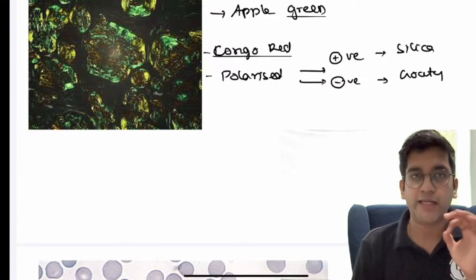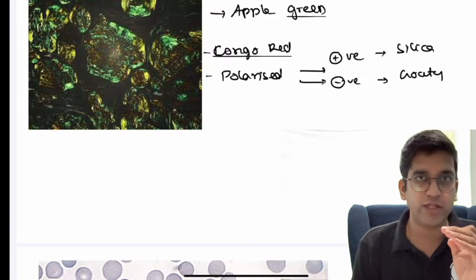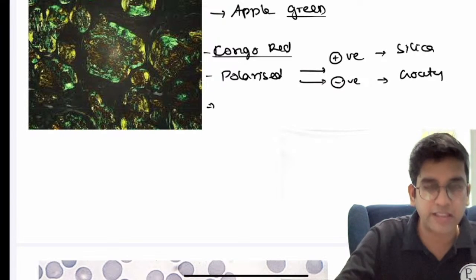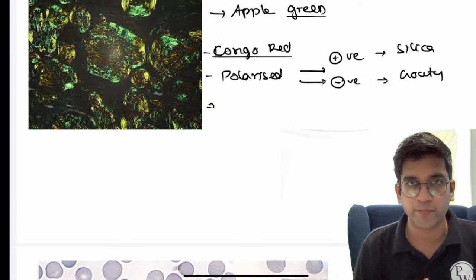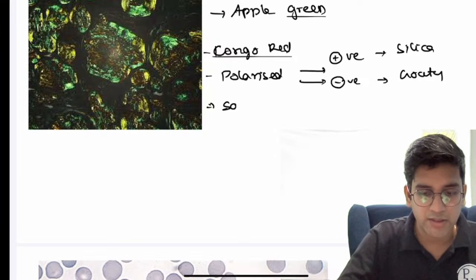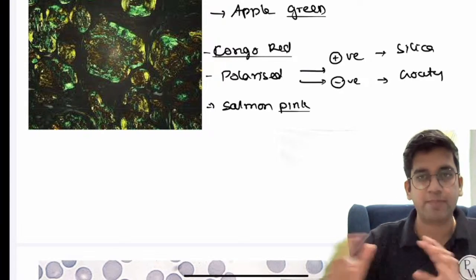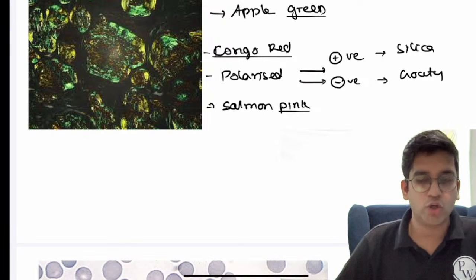So these are the only three uses of a polarized microscopy which I can use in diagnostic pathology, right? Perfect. Now, if I use the same Congo red stain and I don't have a polarized microscope, what will be the color? What will be the color of Congo red in light microscopy? You'll have your salmon pink or orangish color. That's what you see here. Salmon pink or orange color in case of Congo red, right?